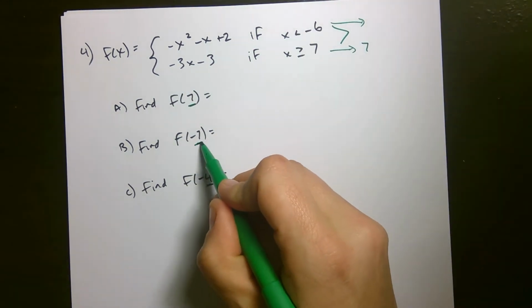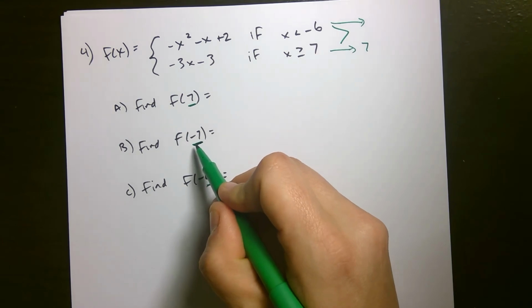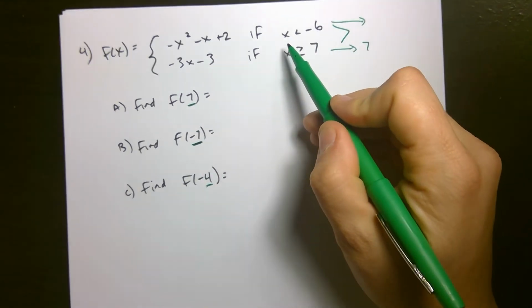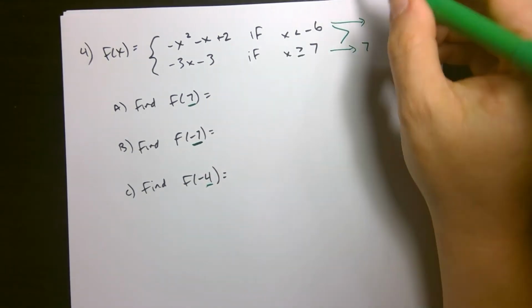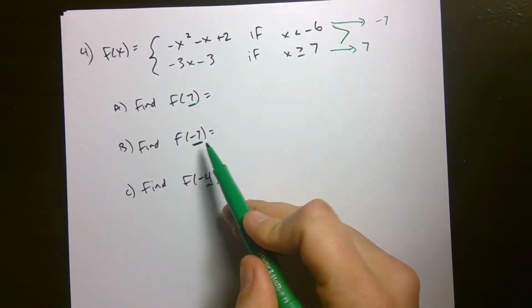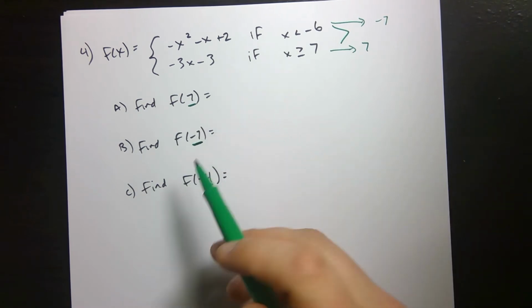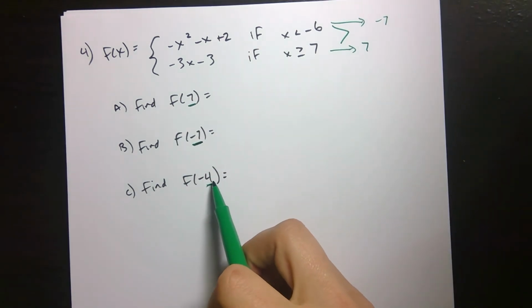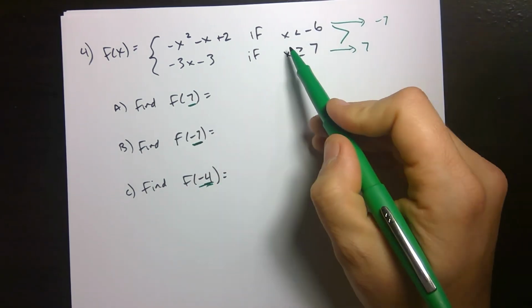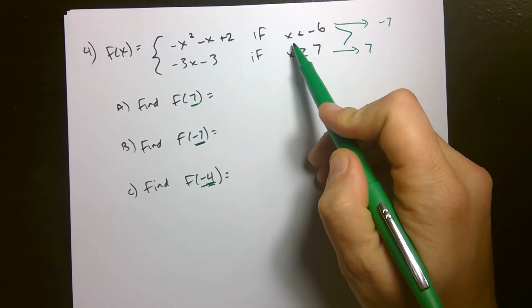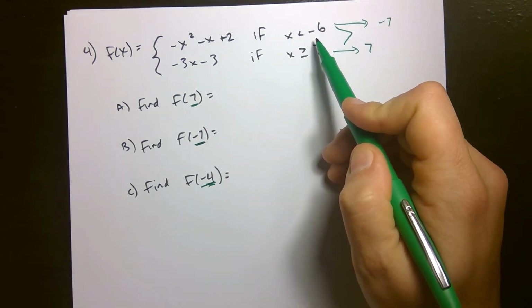Well, then I'm going to jump down here and say, okay, what if I had f of negative 7? So I ask myself, is negative 7 less than negative 6? The answer is yes. And so when I go to evaluate f of negative 7, I'm going to use the first function. And then I say, okay, f of negative 4. This is my last one. And I'm going to say, well, is negative 4 less than negative 6? And the answer is no.